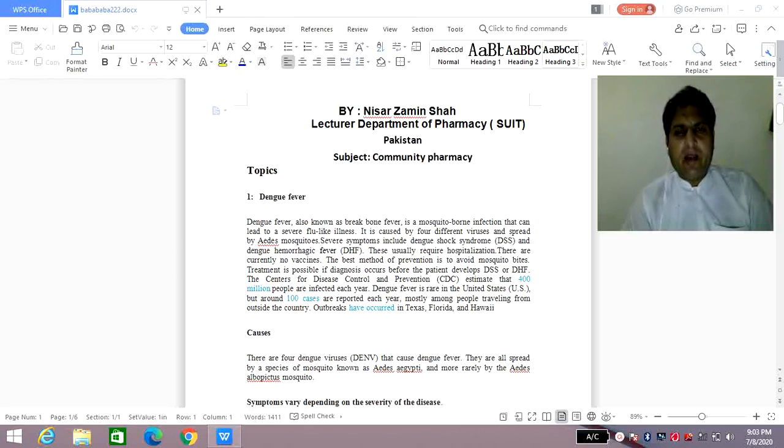One thing to keep in mind, there are four different serotypes of the virus, and all these viruses have the capability of causing dengue fever, and the carrier responsible for transferring such viruses to the host system is known as the Aedes mosquito. So the Aedes mosquito is responsible for transferring such viruses to the host system.